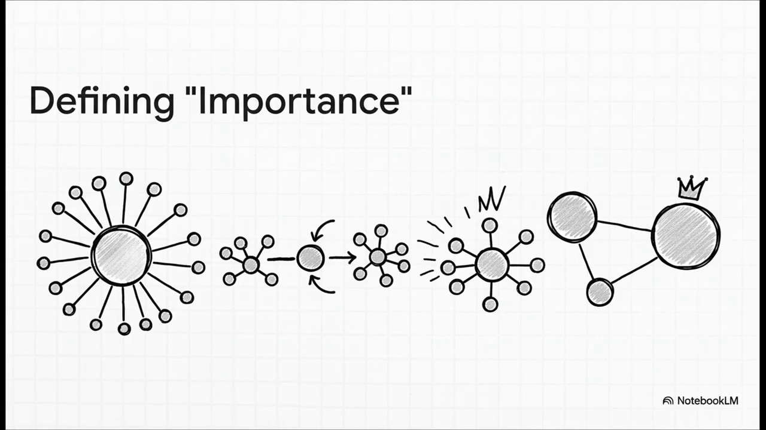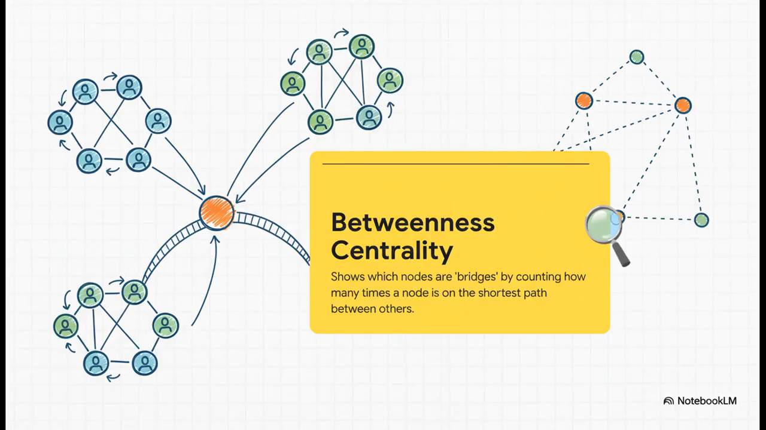Are you looking for the most popular person? Or maybe the best connected bridge between different groups? Or the person who could spread a rumor the fastest? To answer these different questions, we use a set of mathematical tools called centrality measures, and each one is designed to find a different kind of key player. Let's take a closer look at betweenness.